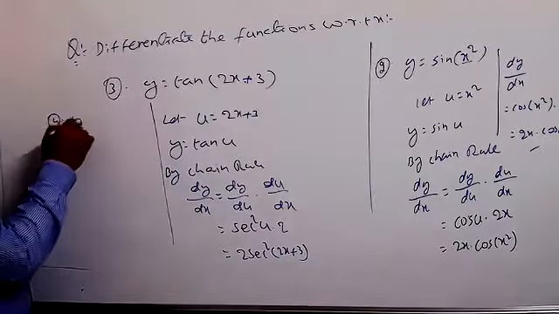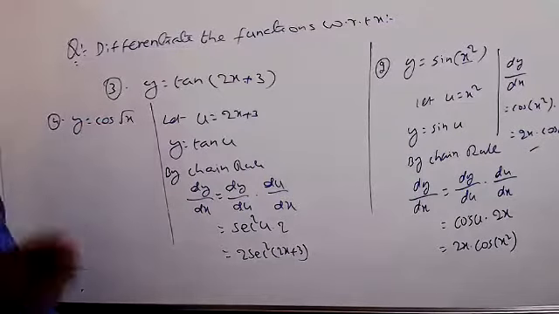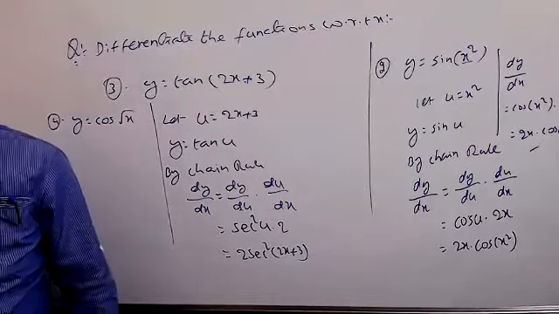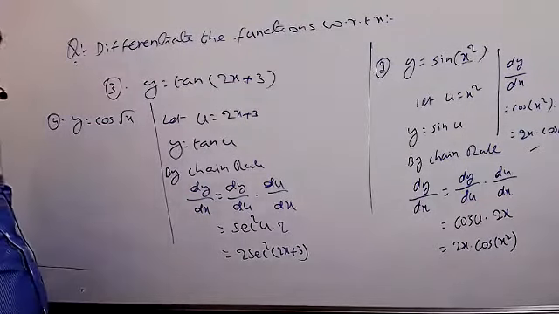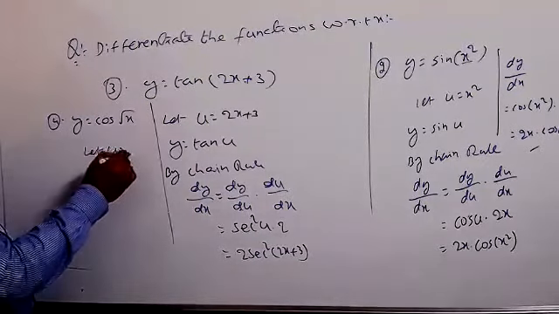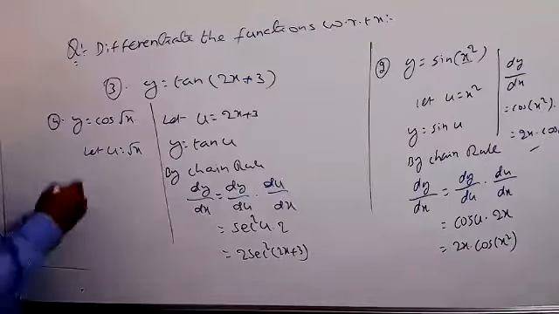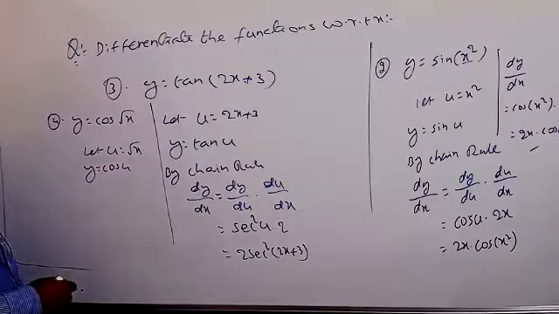Fourth one, y equal to cos of root x. You can do it by using chain rule. By using only chain rule, don't apply directly, because we already did this problem previously. Here also what will we do? Let u equal to root x. Then y equal to what do you get, tell me now? It is cos u. y equal to cos u.